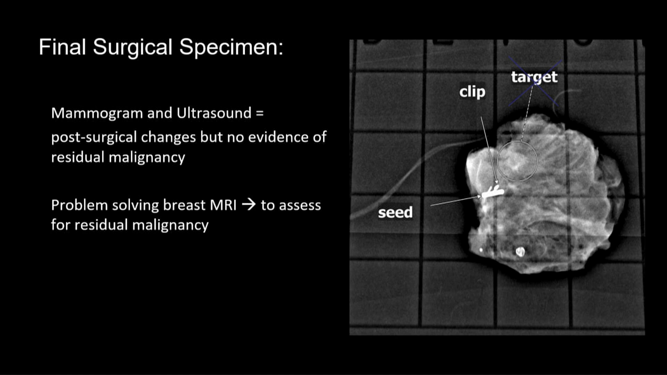mass. We started with mammogram and ultrasound. Can we find this little mass so that we can guide the surgeon to remove it appropriately? But there were so many post-surgical changes, no evidence of residual malignancy. So a problem-solving MRI was obtained.